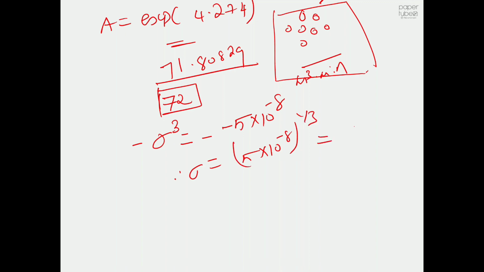So the value will be equal to 0.003896 joules per meter square. If you want, you can convert it into millijoules. It will be around 3.896 millijoules per meter square. So that's how we calculated the surface free energy through this method.